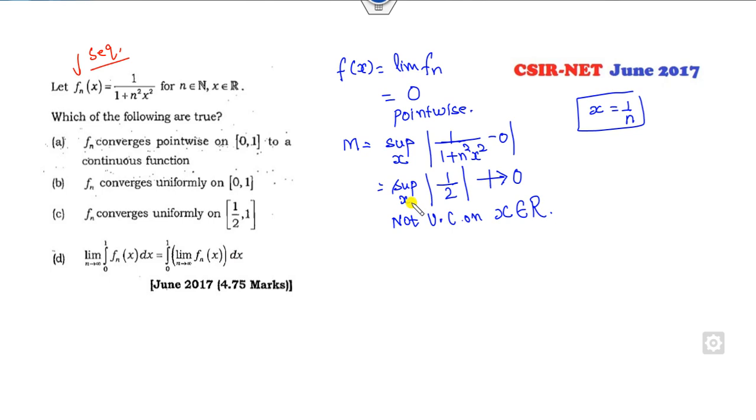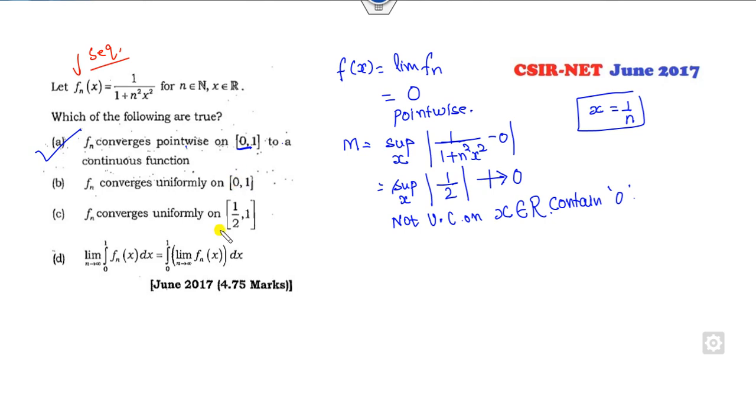So that means whenever n approaches infinity, it goes to 0. That means all those x which contain 0. Fine. It is pointwise convergent on [0, 1] to the continuous function. The first option is the correct option. Fine. Look at the other one. f_n is convergent uniformly on [0, 1] is the correct option.